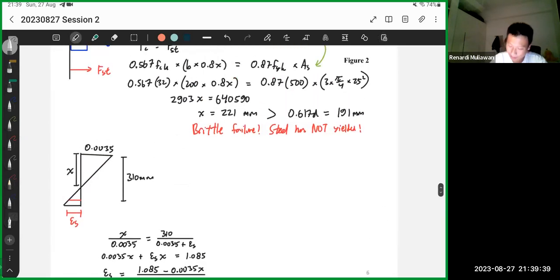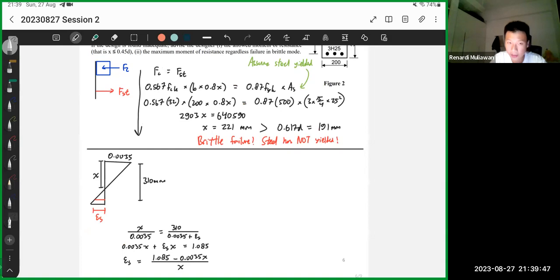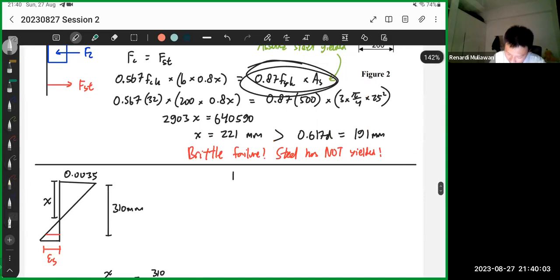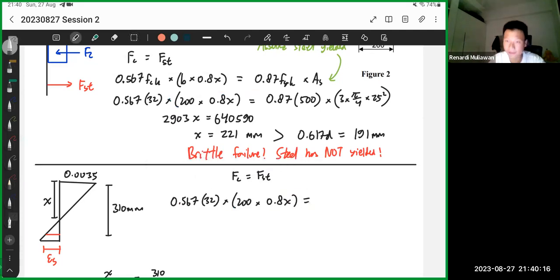So again, the logical way to think: you calculate assuming the steel has yielded, then you check whether it has actually yielded according to our assumption. If it's not according to our assumption, then this force is wrong and not accurate, so we need to do it again. So FC equals FST, just like before. The left side is exactly the same, because for concrete there are no cases. The right side part is different.